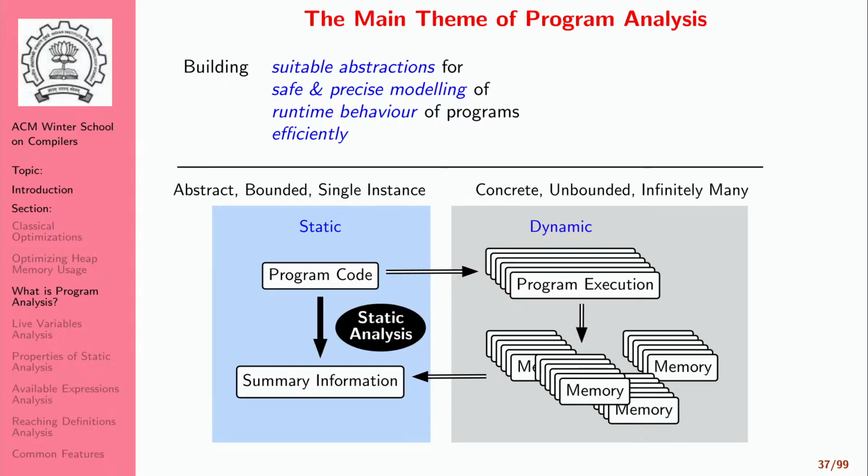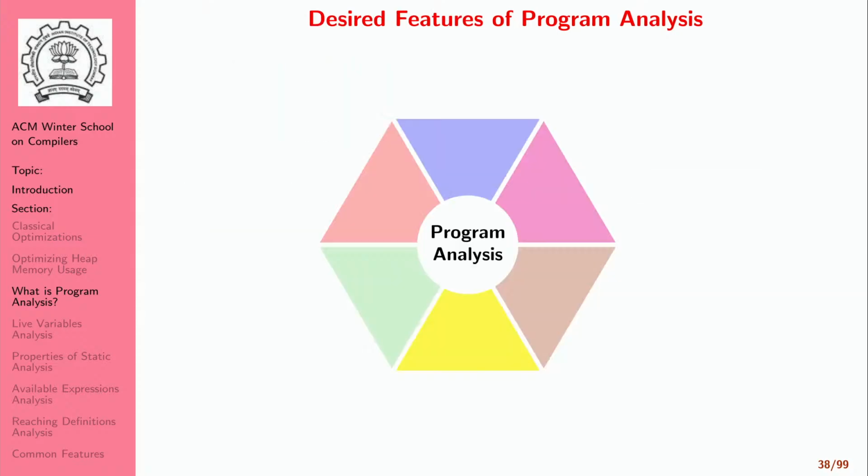What program analysis does is essentially bypass going through this and says, okay, I have a program code, I can look at the program code and can give you summary information which has these properties. That is safe and precise modeling of that, suitable abstractions for safe and precise modeling of runtime behavior of the program, and these abstractions are obtained efficiently and in a systematic way. So that is the theme of program analysis.